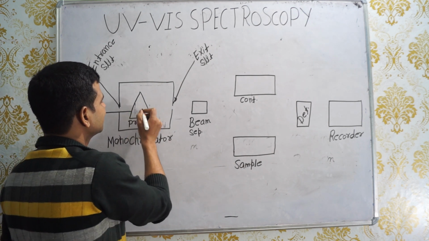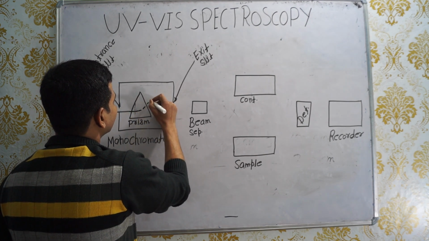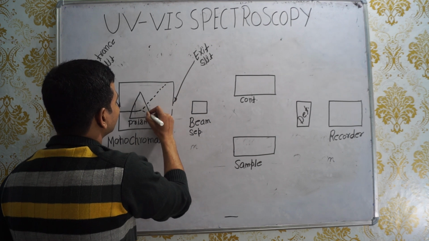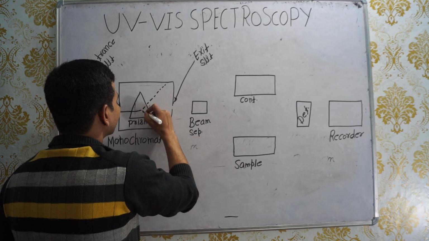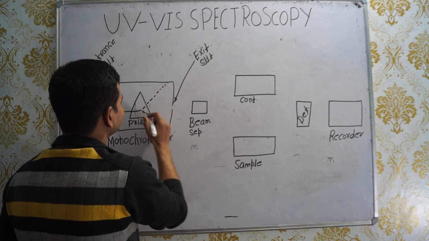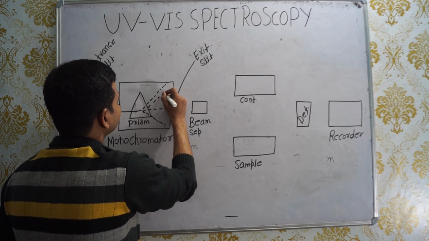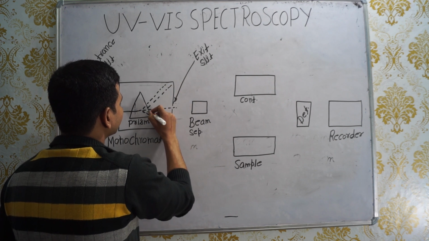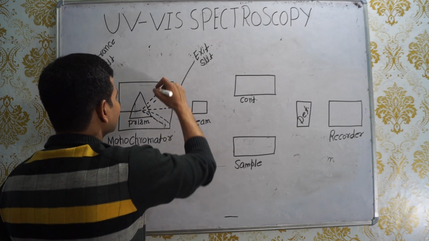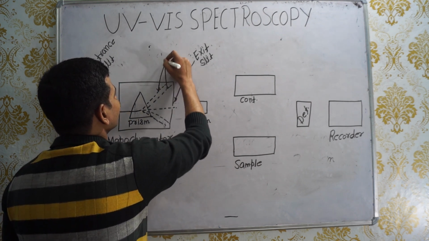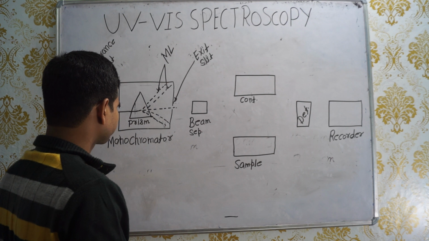Then the prism will convert this polychromatic light into many monochromatic lights like this. Prism is converting polychromatic light into many monochromatic lights. These are the monochromatic lights. ML means monochromatic light.